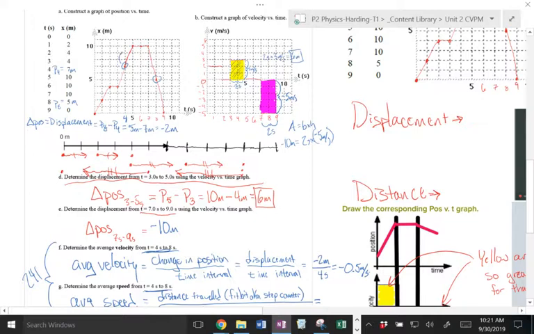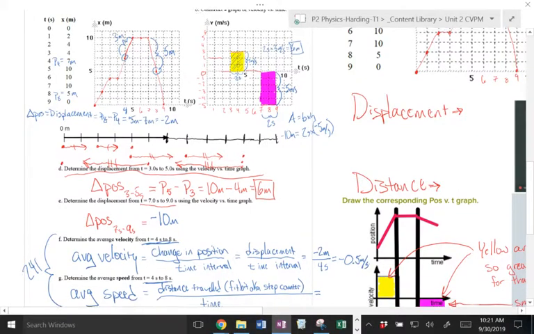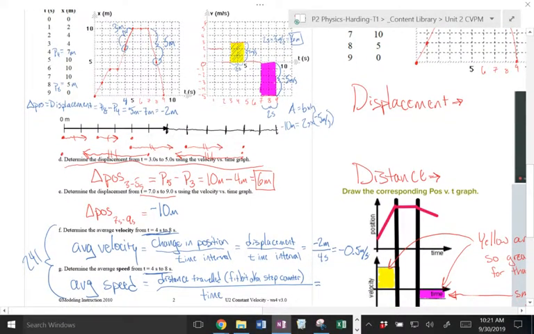So if I look at the distance traveled, this part looks like 3 meters. This part looks like 5 meters. It's not caring about positive or negative. If it's a Fitbit or a step counter, it just cares about the distance you traveled. So that's going to be 8 meters in 4 seconds, and that's where we get 2 meters per second for that answer.